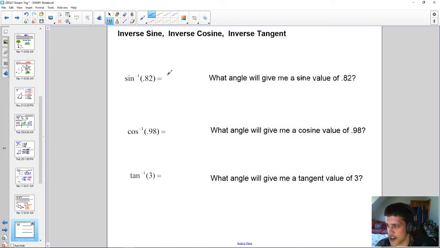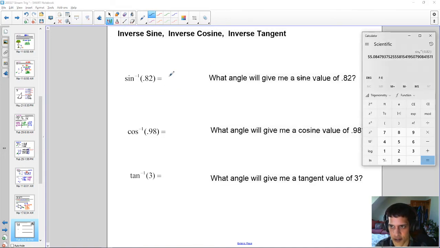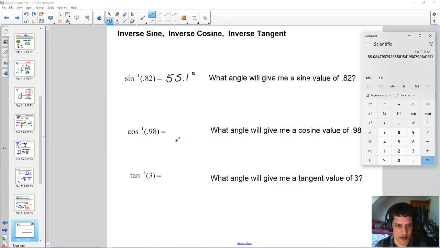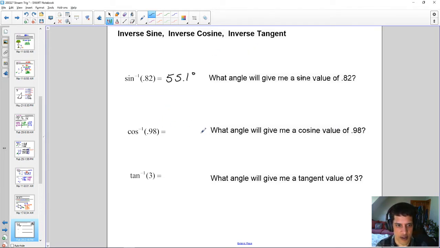All right, so we had 55.1 degrees. This one we can plug into our calculator just the same way. Make sure we're in degree mode. We have 0.98 second cosine 11.5 degrees. So we're good over here.